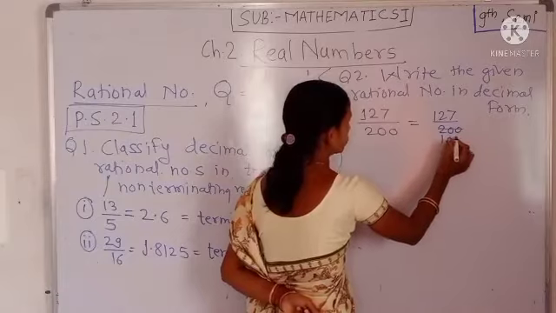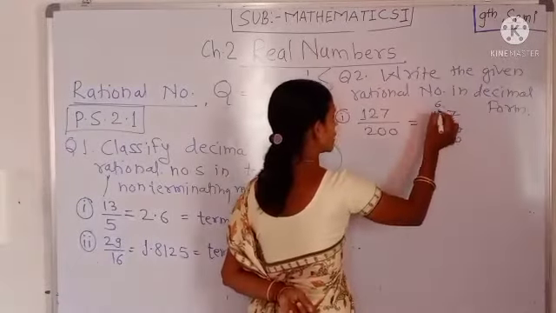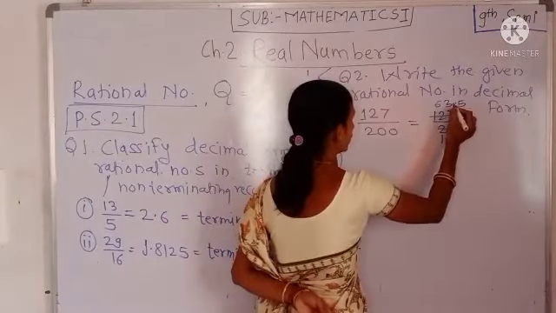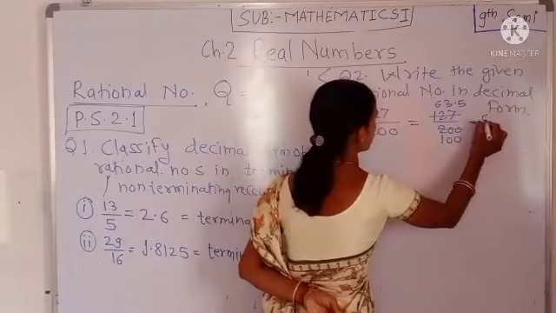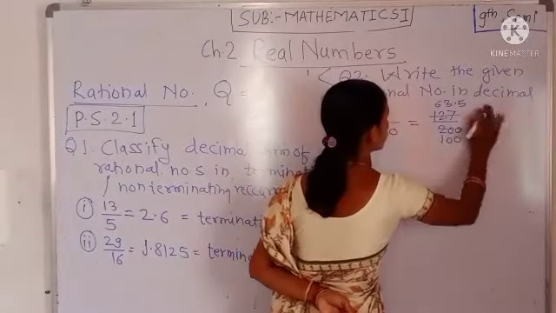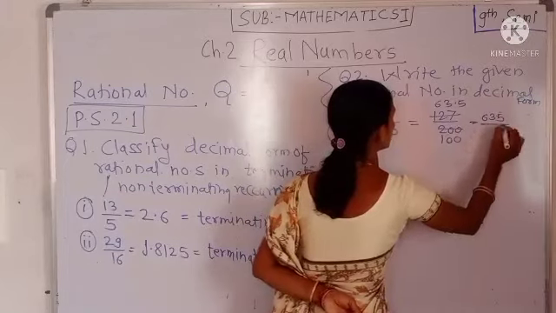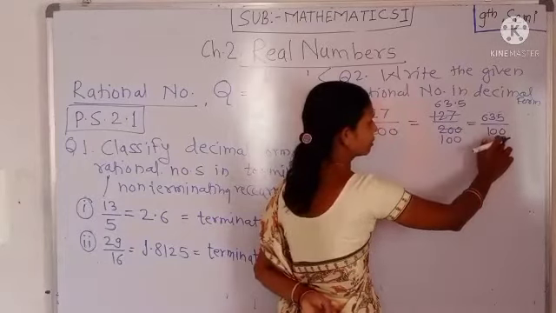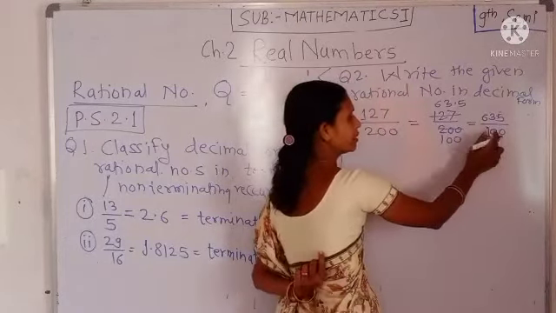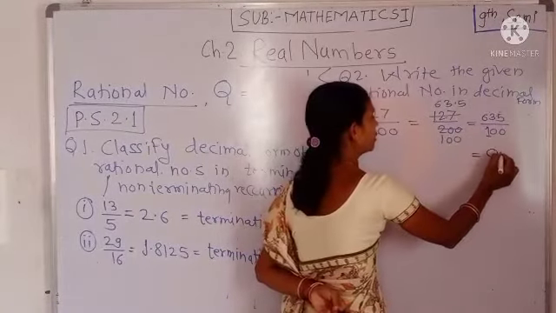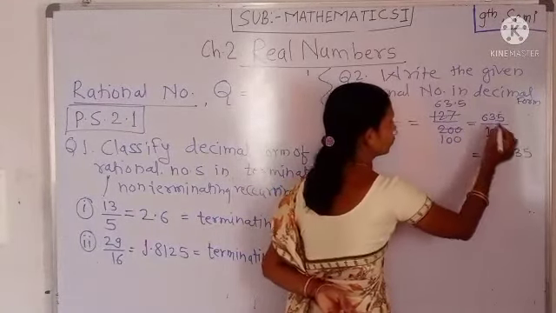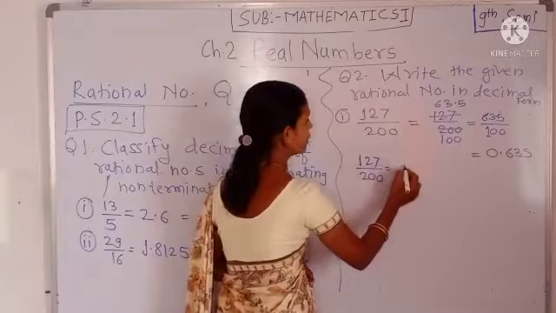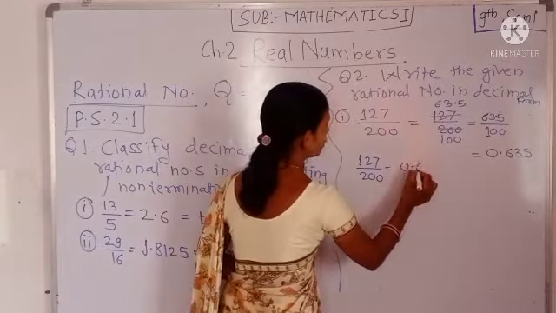2 1s are 200. 2 6s are 12. 2 3s are 6. 2 5s are 10. And here 63.5 upon 100, as here 2 zeros are there. That means in the denominator 100 is there. Therefore, this number is written as 0.635. That means for 127 upon 200, the decimal form of that rational number is 0.635.